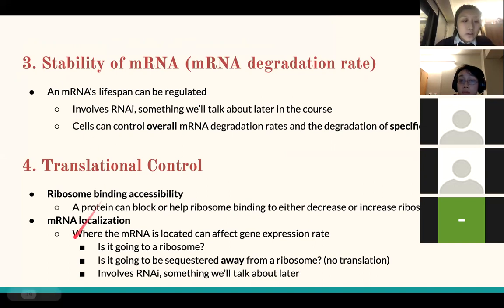There's also mRNA localization. This means where the mRNA is located can affect gene expression regulation. If it's going to a ribosome, it might get taken away from the ribosome. Basically, you can interfere with where the mRNA is going so that maybe before it gets to the ribosome, the cell determines that they don't want to translate the mRNA anymore and then goes to degrade it immediately. So if it takes it away from the ribosome, of course, that means there's no translation.